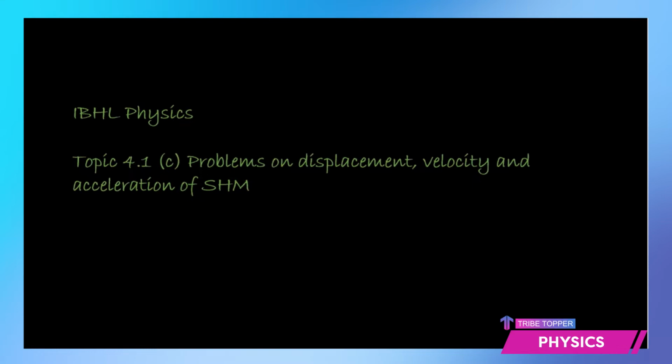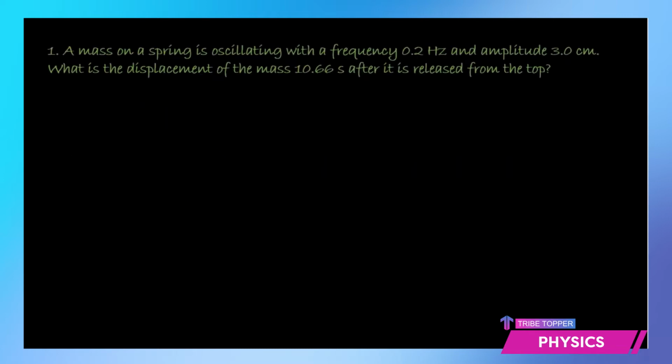In this video session, we are going to discuss some problems based on displacement, velocity and acceleration of simple harmonic motion. So our first problem says that a mass on a spring is oscillating with a frequency of 0.2 Hz and amplitude 3 centimeters. What is the displacement of the mass 10.66 seconds after it is released from the top?